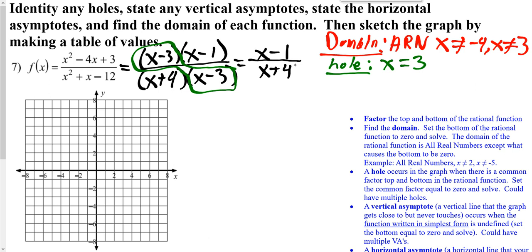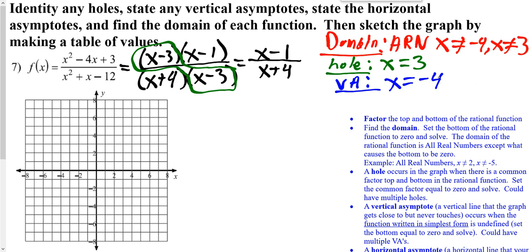I have no more holes in the simplified part, but I do have vertical asymptotes, because vertical asymptotes occur in your simplified function when you have any variables left in the bottom. Set that x plus 4 equal to 0, and I would get x equal to negative 4. Notice your holes and your vertical asymptotes match what you cannot use for your domain.